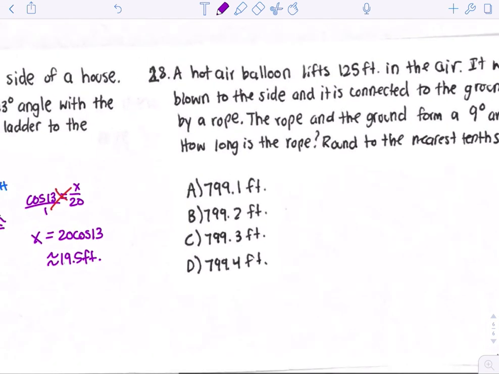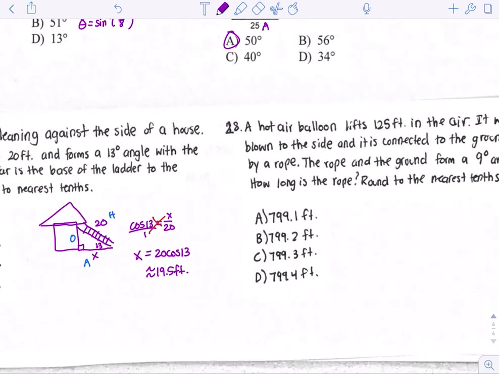And 28, sorry, got cut off. A hot air balloon lifts 125 feet in the air. It was blown to the side. So the hot air balloon is 125 feet in the air. It was blown to the side and is connected by a rope. The rope and the ground form a 9-degree angle. How long is the rope?